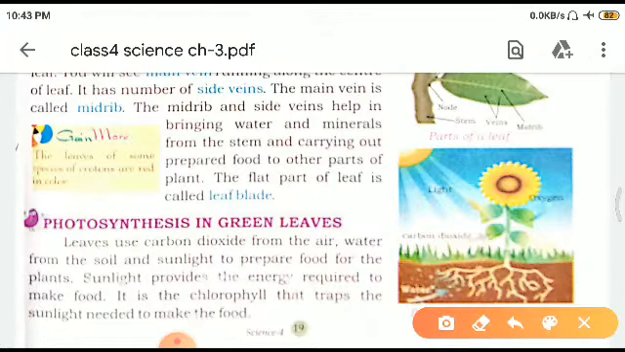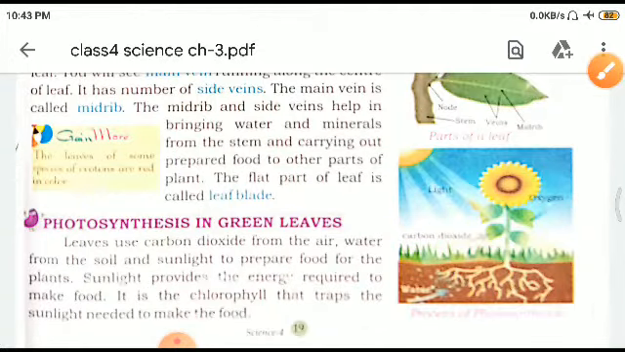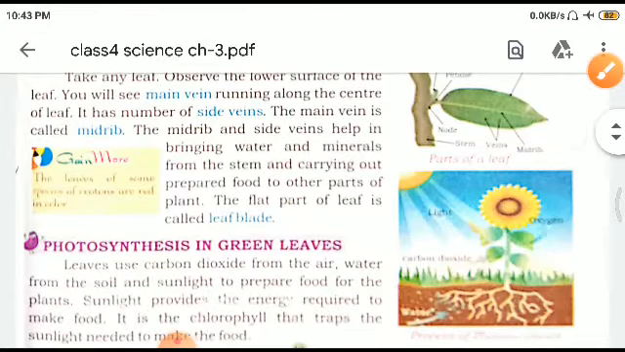Here, this is the main vein, right? Now it has a number of side veins. The main vein is called the midrib. The midrib and the side veins help in bringing water and minerals from the stem and carrying prepared food to other parts of the plant. The flat part of the leaf is called the leaf blade. This green part is called the leaf blade.